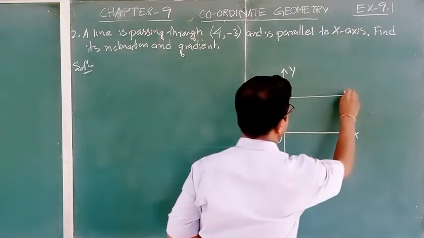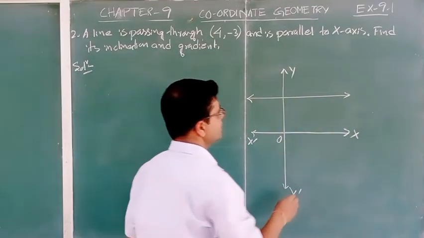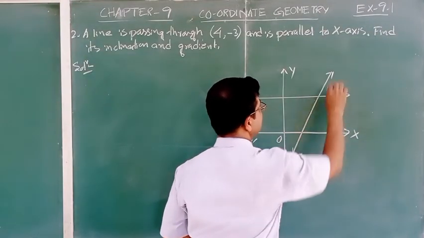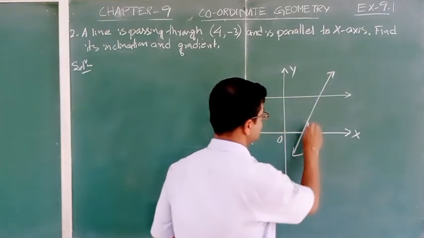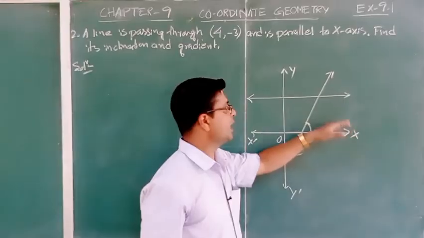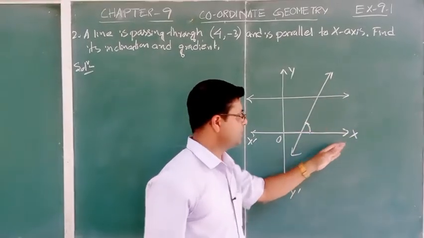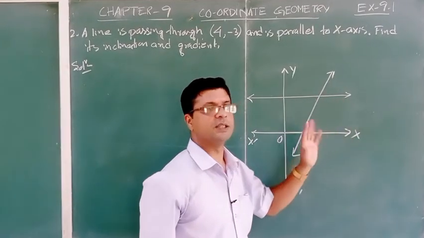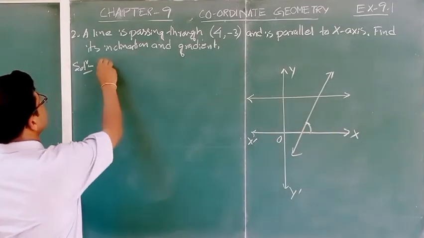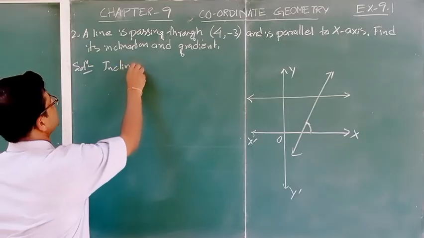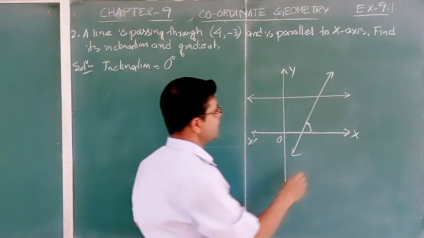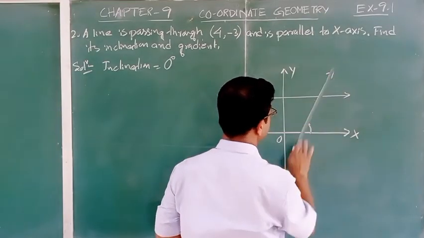Now any line which is not parallel to the x-axis makes some angle here with the positive direction of the x-axis. But here, as the line is parallel to the x-axis, the line doesn't make any angle with the x-axis. So what is the inclination? There is no inclination. So the inclination that we have to find is 0 degrees.